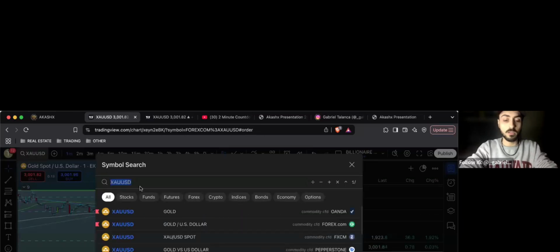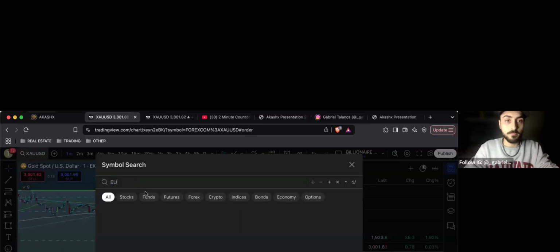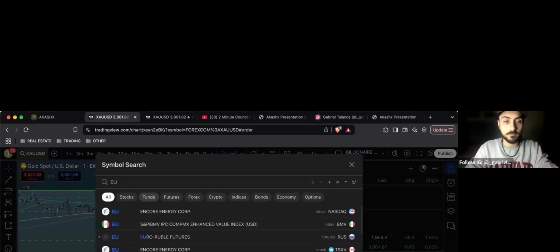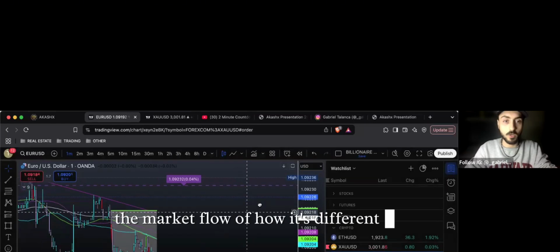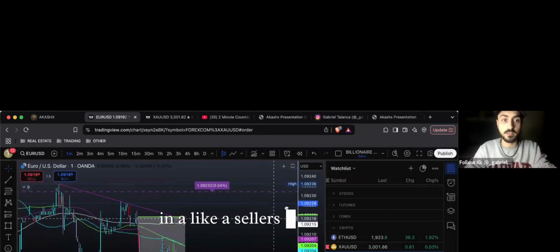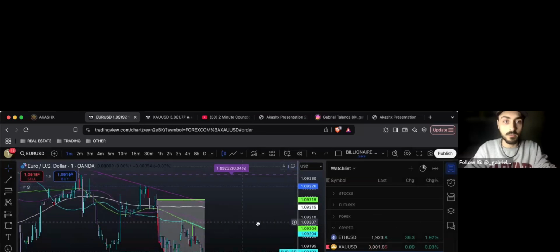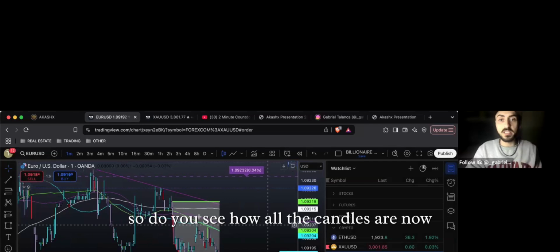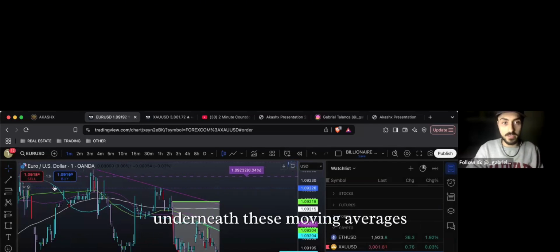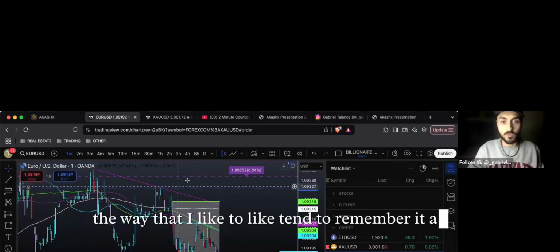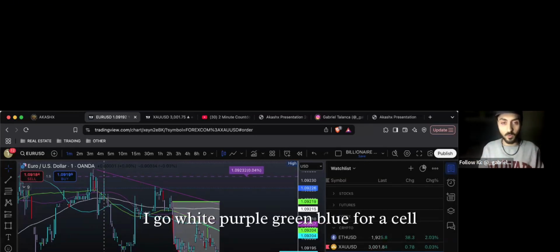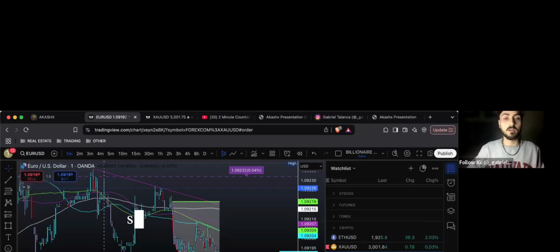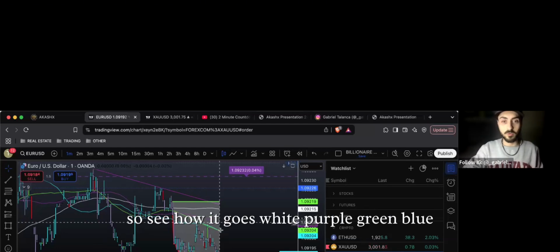So let's go to this. Let's go to Euro USD. So do you guys see now the market flow of how it's different now in a seller's market in a way? So do you see how all the candles are now underneath these moving averages? The way that I tend to remember it, a sell, if you use my colors here, guys, I go white, purple, green, blue for a sell. So see how it goes white, purple, green, blue.